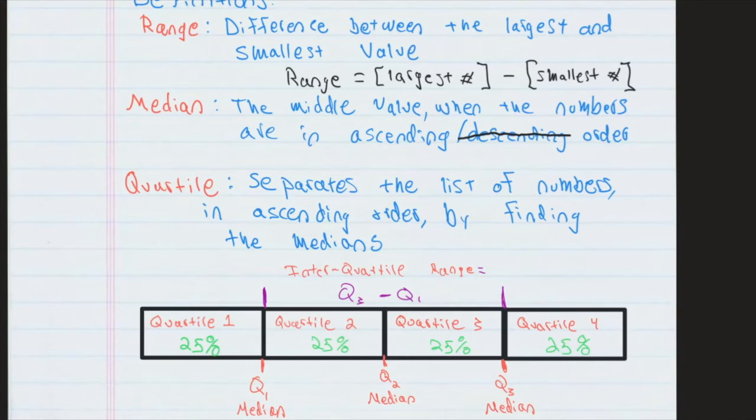The quartile separates the list of numbers in ascending order by finding the medians. This number here is called Q1. This number is called Q2. This number is called Q3. Those are all medians, and you're going to see how we get those in the following example.